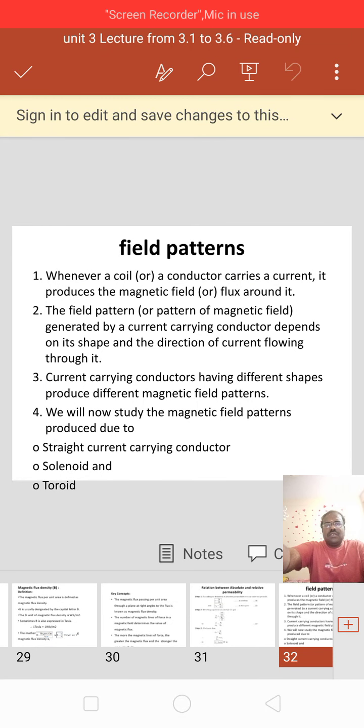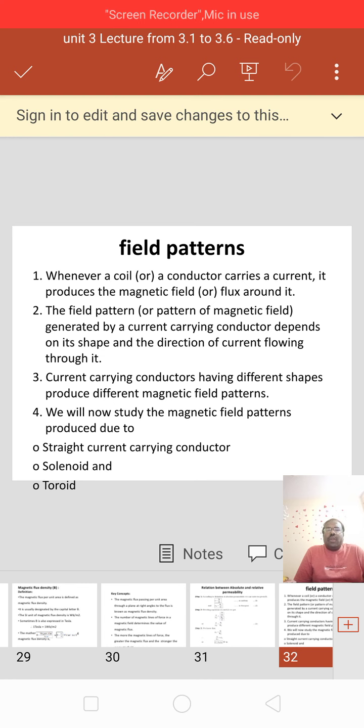Hi friends, today we will learn about the concept of field patterns. These field patterns can be done only in magnetic systems. Okay, first of all, what is meant by field pattern?